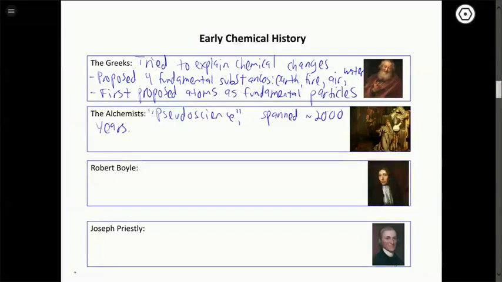And their key belief was that they thought they could change base metals, primarily lead, and they thought that they could change these into gold. So they're, like most people, they were motivated by becoming rich and thought that there must be a way to change lead into gold. It has to be possible.